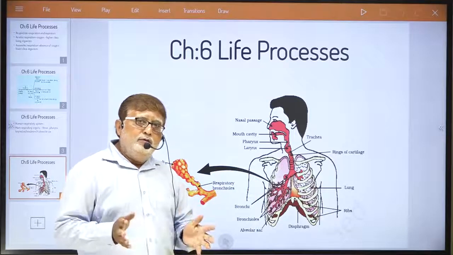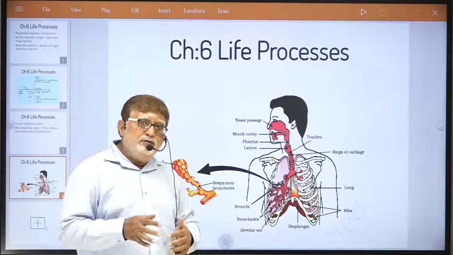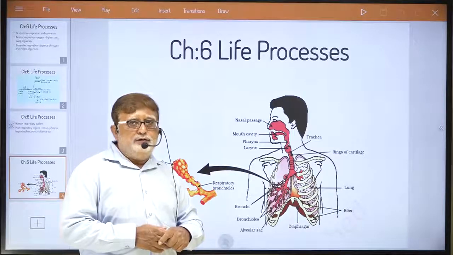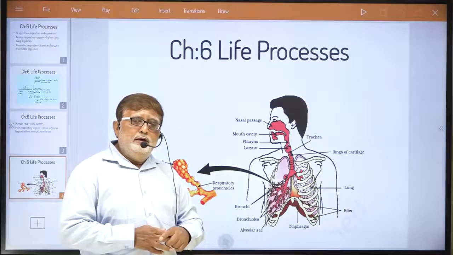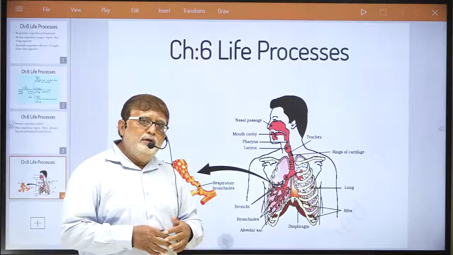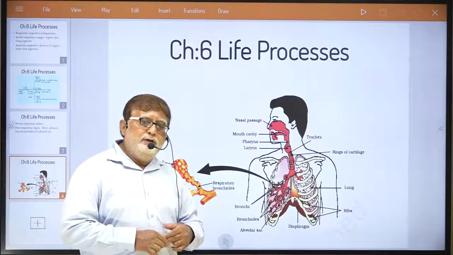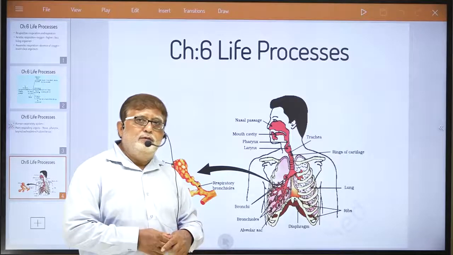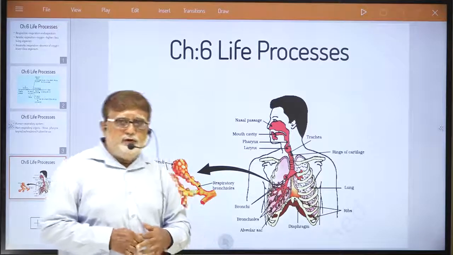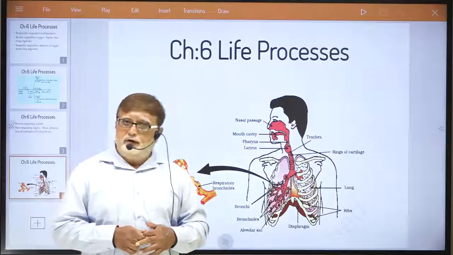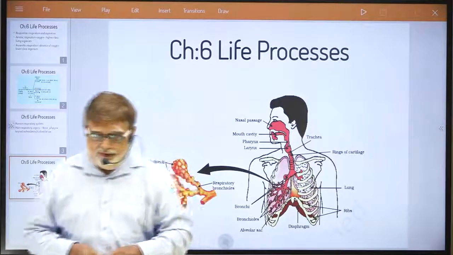So in today's lecture, dear student, I have explained the human respiratory system thoroughly. Try to draw a good diagram and read the content from our material itself. So two processes explained. The next process we will continue in our next lecture.